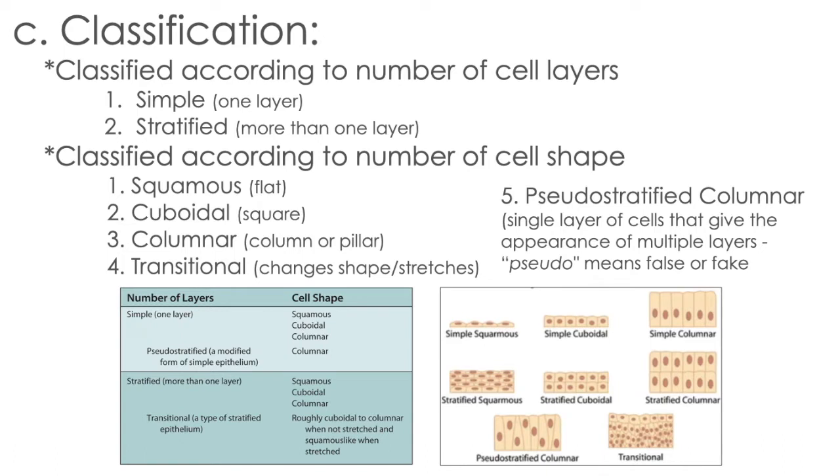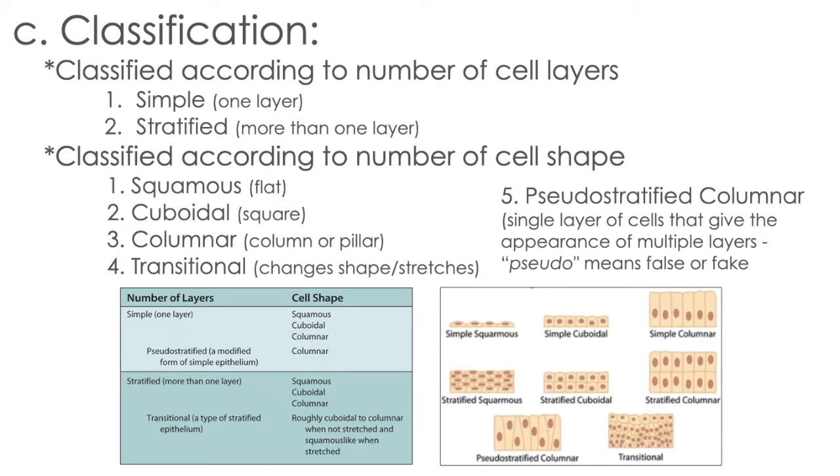Then we have columnar, which are column or pillar shaped. So we can have simple and stratified columnar cells. Then we have transitional. Transitional are the stretchy kind of cells that maneuver and change shape.